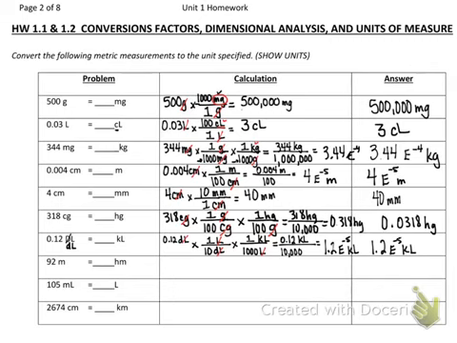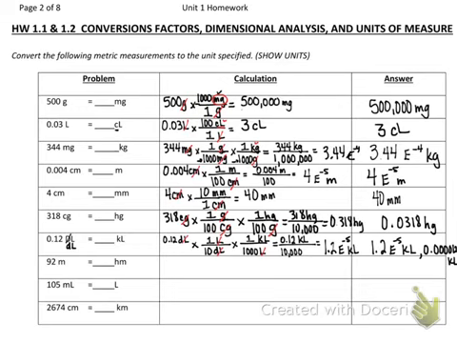Or this can also be written as 0.00012 kiloliters. A very, very small number. Okay? Alright, but we'll cover that. We'll cover scientific notation next week.